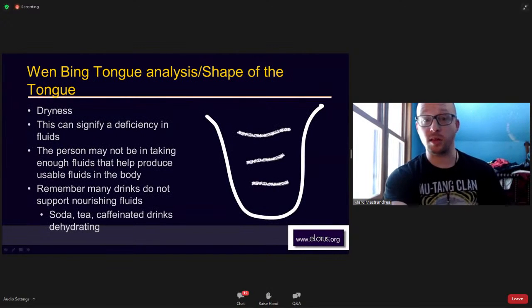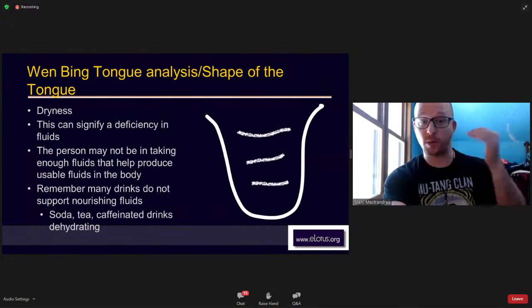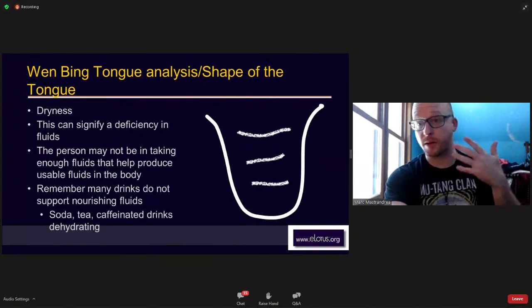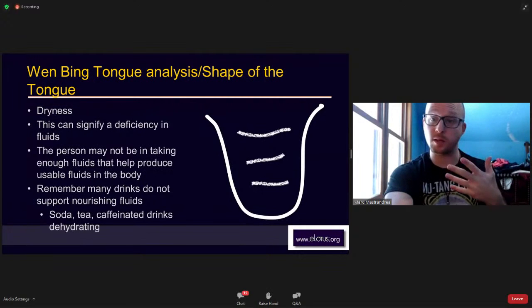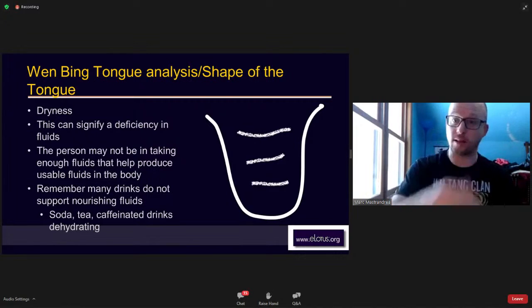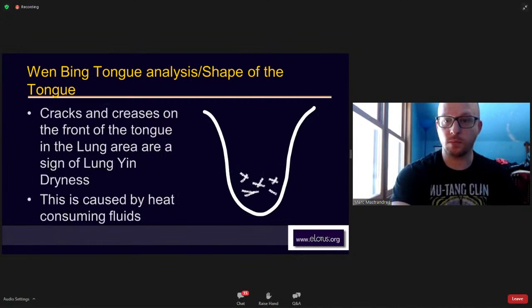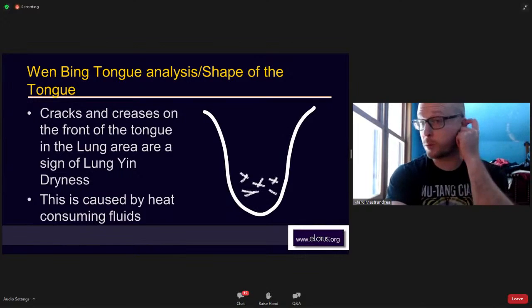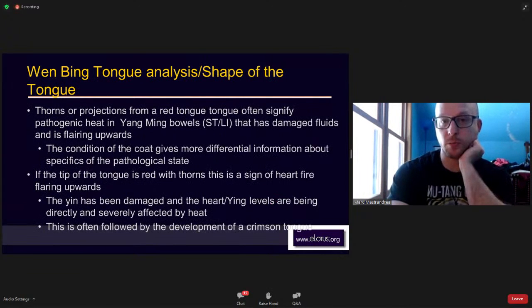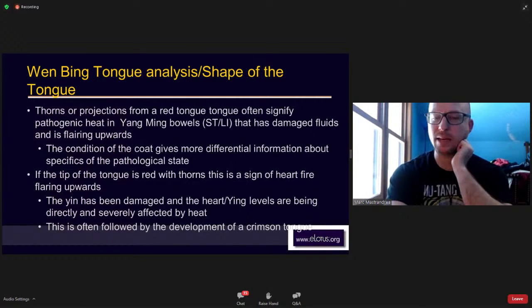So there's dryness. You can see cracks or drying aspects across the tongue. In a tongue that's affected by dryness, in a body where the yin is being consumed by heat, you can see these horizontal lines or cracks in the tongue. We talked about creases in the lung yin. We talked about papules in the front that show up on the tongue, these red spots that are a sign of heat in the upper jowl. That's affected the yin level, but that's in the upper jowl affecting the heart. So we talk about thorns and projections, which are really a sign of heat, usually binding in Yang Ming.